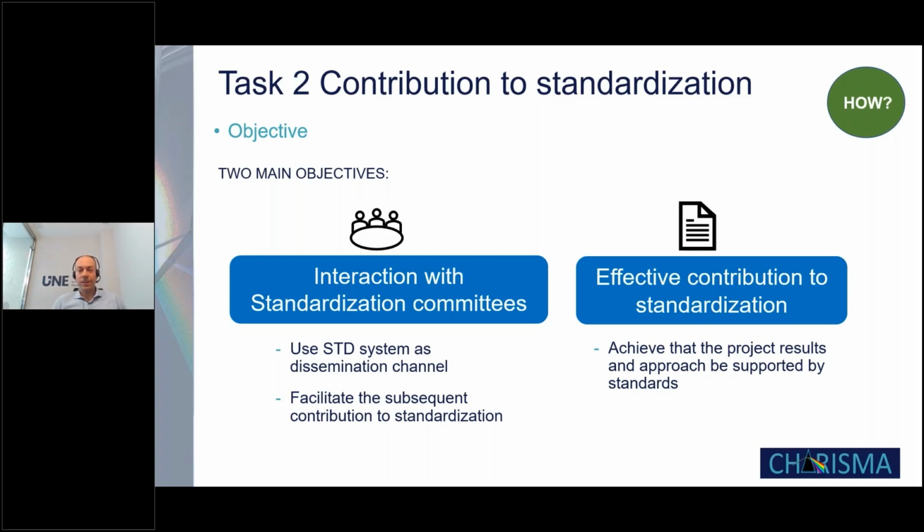Okay. And the second objective of this contribution to standardization is, of course, to do this transfer of results of the research and innovation project to standards. This is the real, the effective way of contributing to the impact of the project through standardization. Trying to develop a standard based on the results of the project, or to influence existing standards with these results.